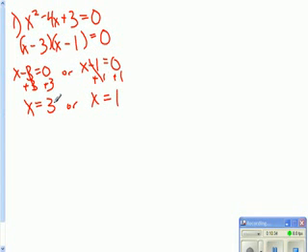And my x could be 1 or 3. For all of these problems from 1 to 15, you should have 2 answers. If you only come up with 1 answer, you've done something wrong. You have to get 2 answers. Okay, number 3.